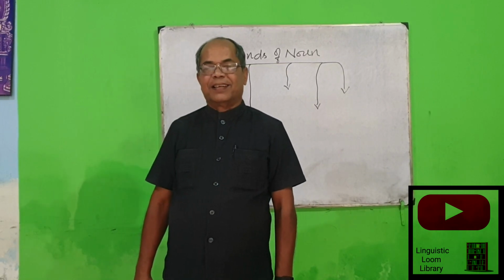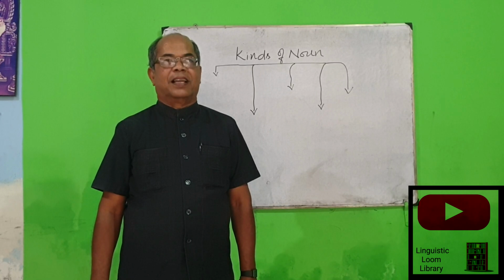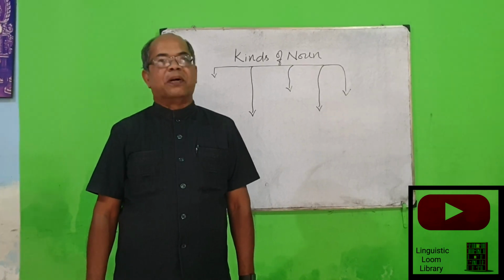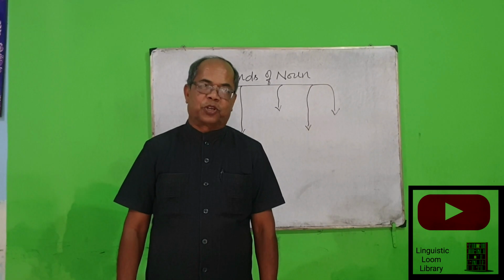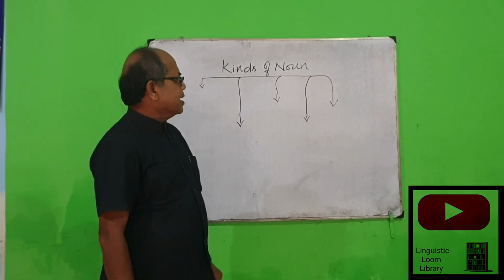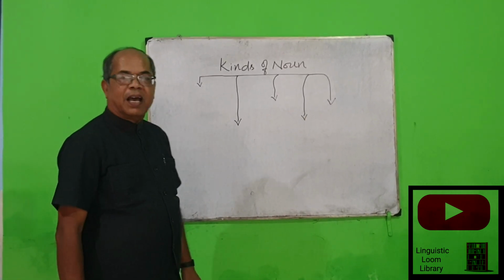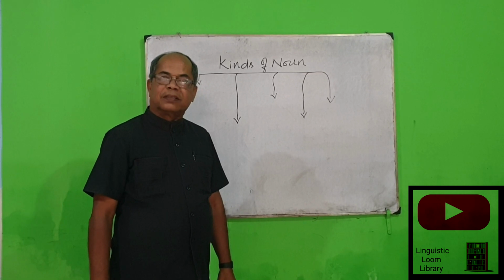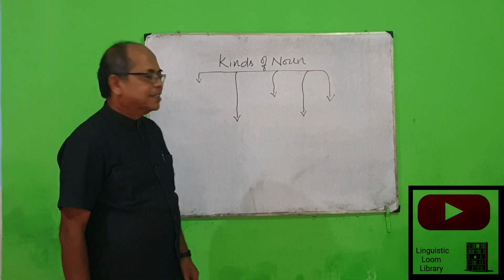Hi guys, we have seen the definition for a noun already. Name of a person or an animal or a place or a thing or an action. Today we are going to see the kinds of noun. Have you any idea about the kinds of noun? Come on, let us watch.